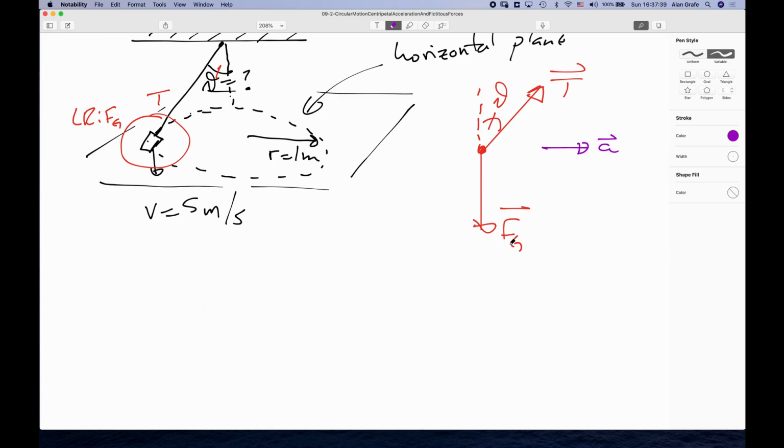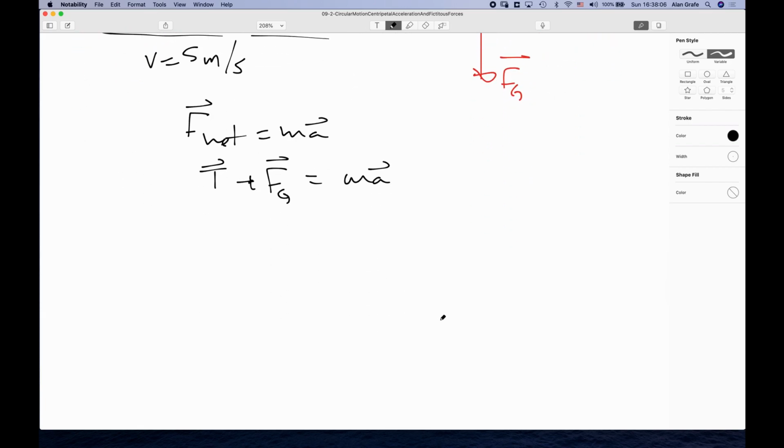So let's start with the x. Well, let's just start with Newton's second law. F net equals ma. So we'll do this as vectors. T plus Fg equals ma. And now we will go ahead and take the components of this. So in the land of x, this will be Tx plus Fgx equals max.